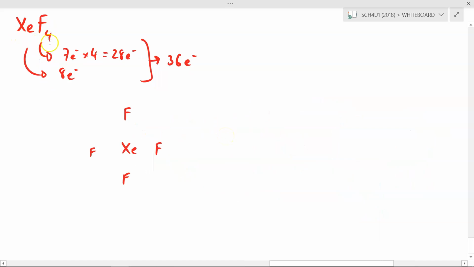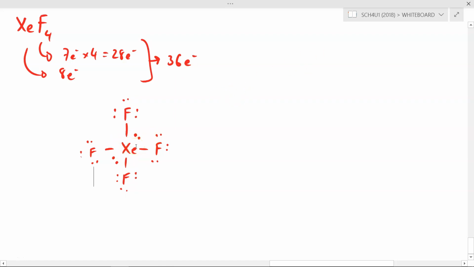With XeF4, I've got 7 electrons for each fluorine, 4 of them, so 28 electrons for the fluorines. Xenon has 8 valence electrons for a total of 36 electrons. Xenon has the greatest bonding capacity, so what I'm going to do now is 1, 2, 3, 4 of the single bonds. Each one is a 2, 4, 6, 8. Then give priority to fluorines. 10, 12, 14, 16, 18, 20, 22, 24, 26, 28, 30, and 32. But I'm supposed to have 36 electrons, so that means 34 and 36. So I'm going to have some lone pairs there.